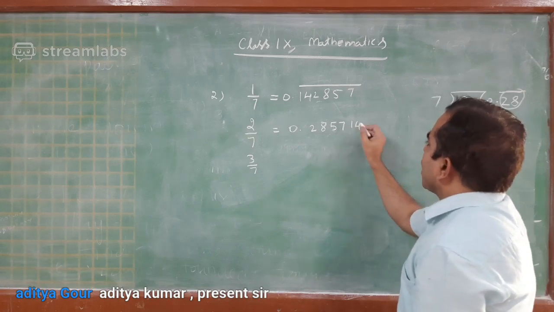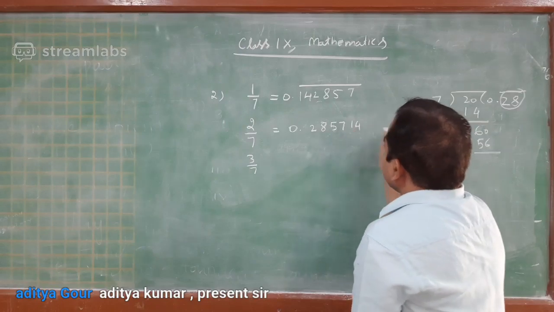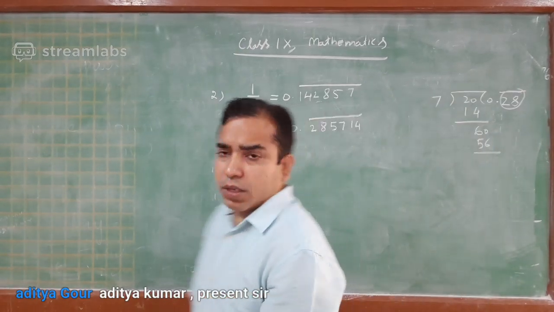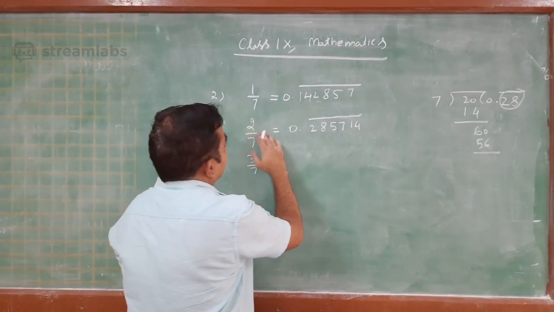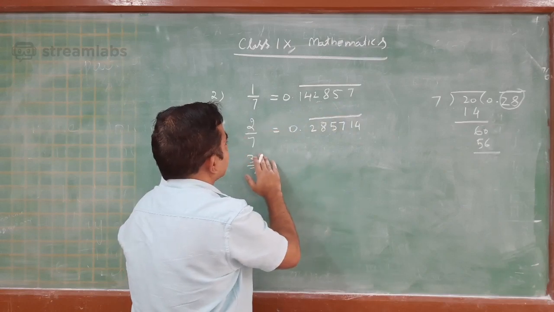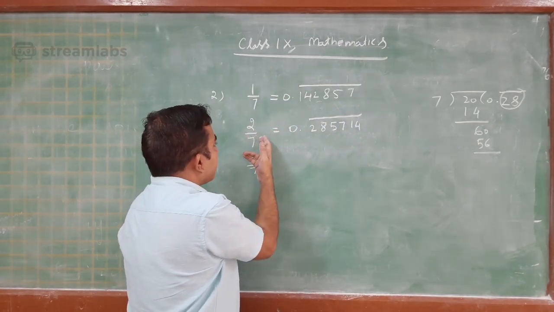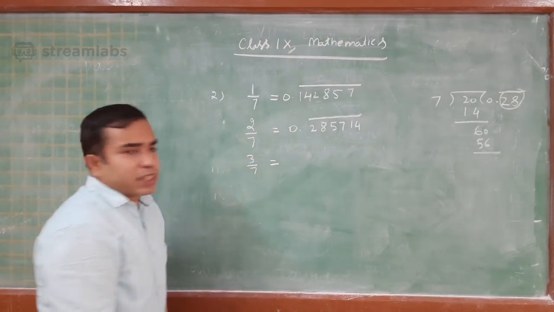right? But after 4 again 2 will come, right? Same thing, the same digits will start repeating themselves. Then you can use a bar over them, right? Now you can see the pattern that when it was 1 upon 7, it was this. When it is 2 upon 7, the first digit will be 2. Just one time you have to give a division, the first digit will be 2. Right. Similarly, if 3 upon 7 is there, right?